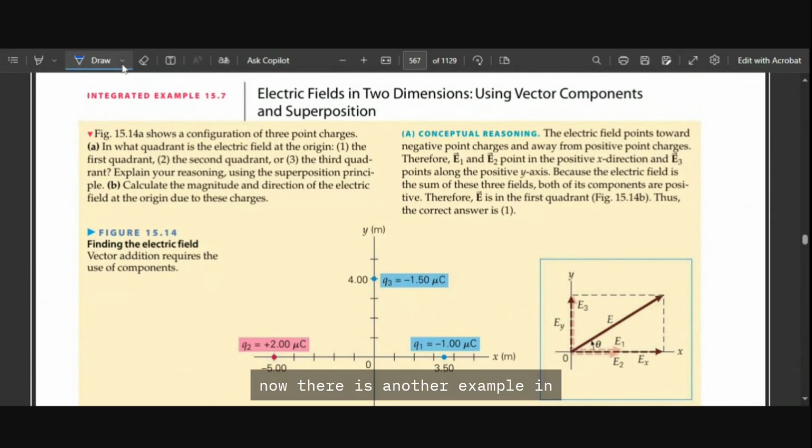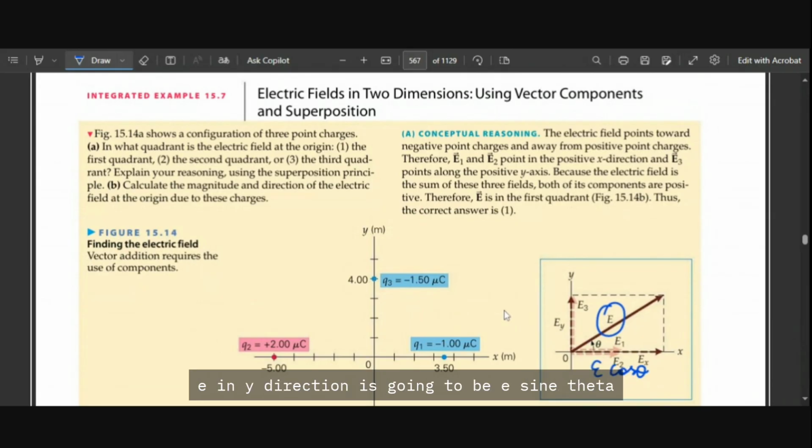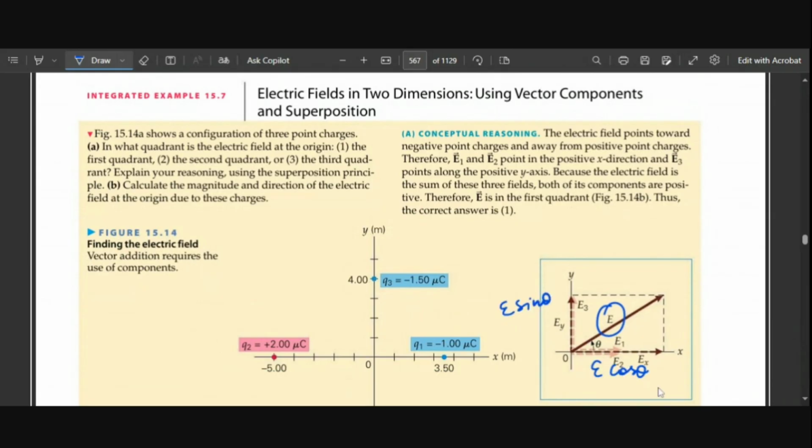Now there is another example in which we are finding electric field in two dimensions using vector components and superposition. The field exists in a plane at some angle with the x or y axis, so we can solve it by taking vector components. Always remember, whichever component is along with theta is always the cos component. So E must have component E cos theta in the x-axis, whereas E in the y direction is going to be E sine theta. So these are the components that we can use here.